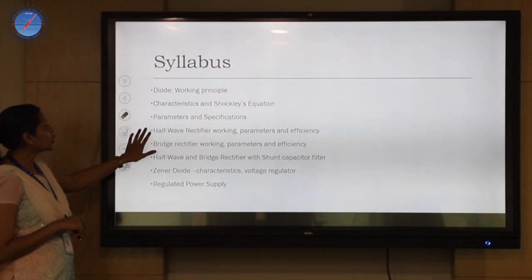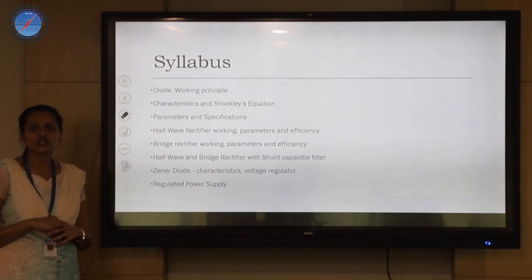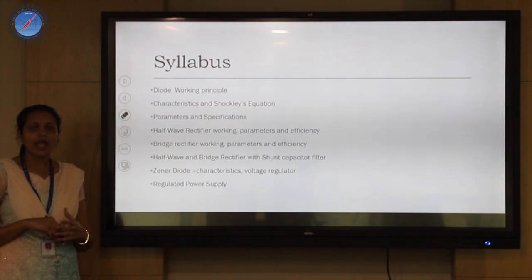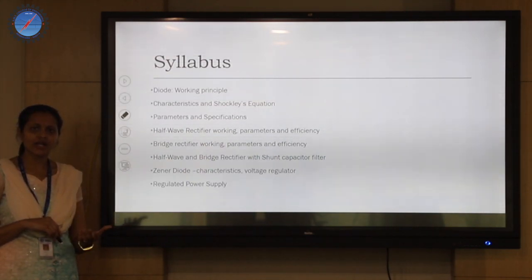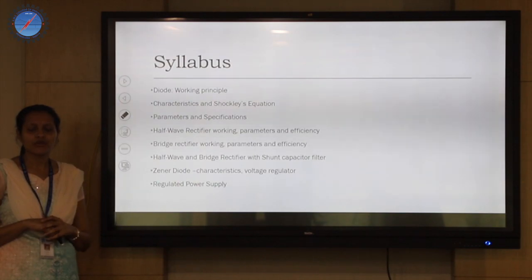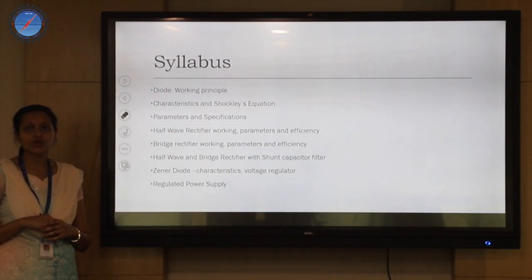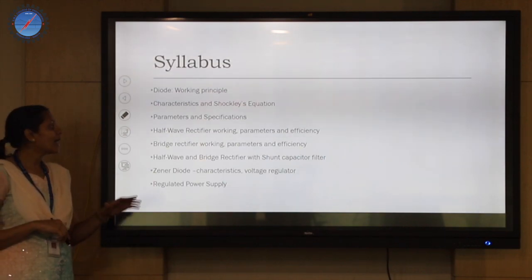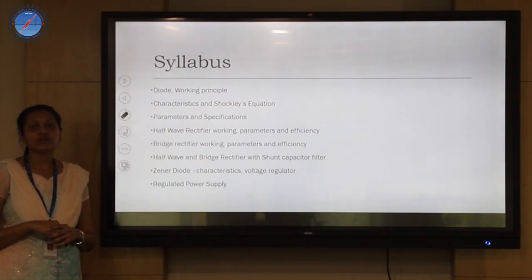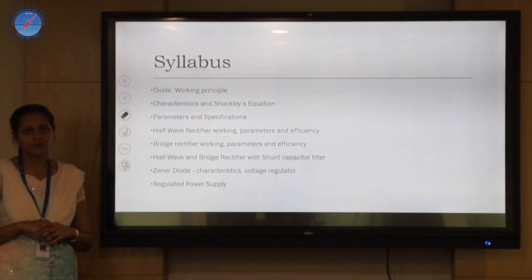We'll also be looking into parameters and specifications of diode. Every manufacturer who manufactures diode will specify the values of different specifications and parameters of diode, so that we as a user get to know what are the parameters and specifications for the safe use of diode in a circuit.